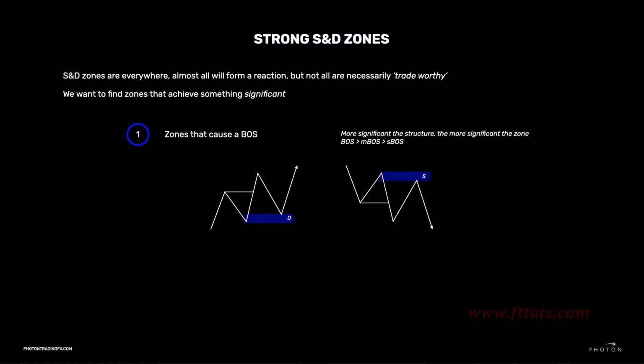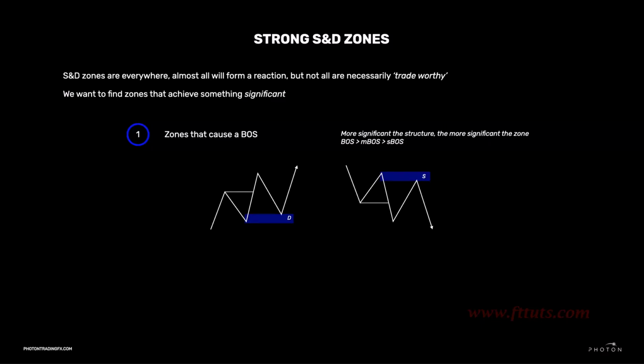So we should know by now that there are three different types of structure: swing, minor, and substructure. So the more significant a level of structure that a zone manages to break, then the more significant that zone will be. So with swing structure being the most significant of the three, minor structure being less significant than swing structure, and finally substructure being the weakest out of those three. So this means that the highest probability zones will be the ones that lead to the break of swing structure. So the demand zones that cause those swing higher highs, or supply zones that cause those swing lower lows.